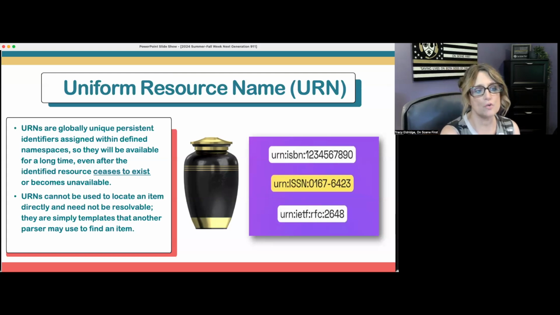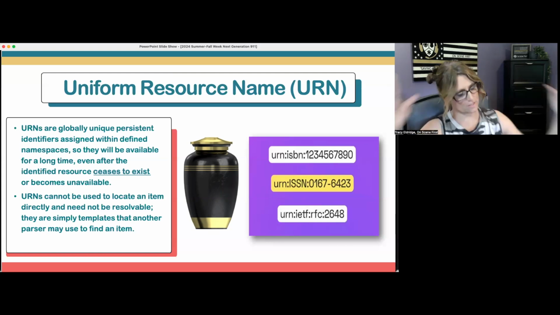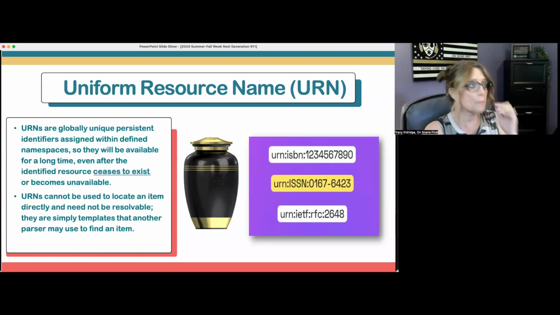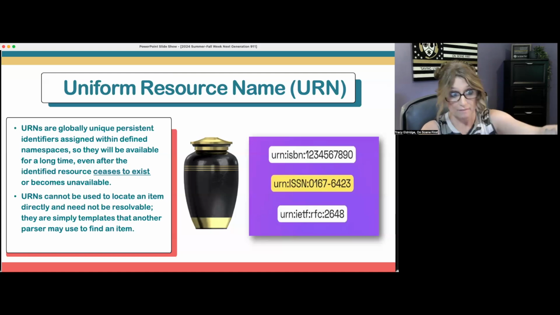URNs cannot be used to locate an item directly, and they need not be resolvable. They are simply templates that another parser may use to find them. Now, that's the deep level, but on a general, surface basis, if I need to remember what the URN is, I'm going to remember that this is the unique number that's only identifiable to me, and that hopefully my stuff is the only one in that particular URN, right?